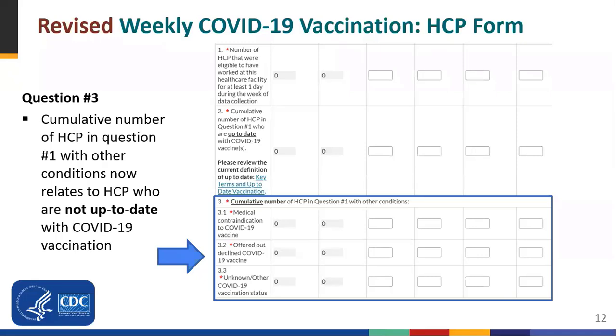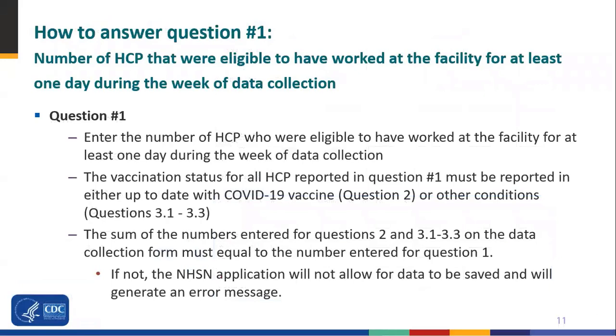Please note that question number 3, the cumulative number of healthcare personnel in question 1 with other conditions, now relates to healthcare personnel who are not up to date with COVID-19 vaccination. In the next few slides, we'll review how to answer questions 1, 2, and 3 on the form.